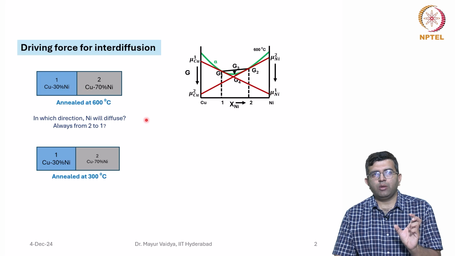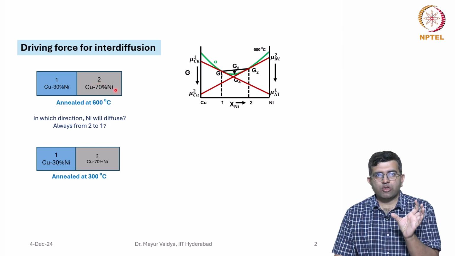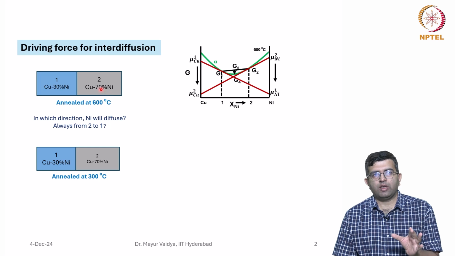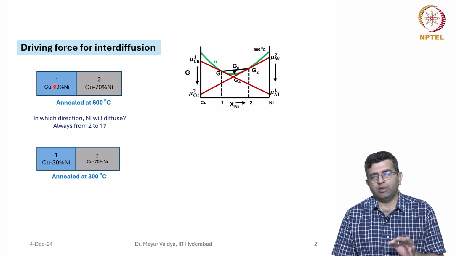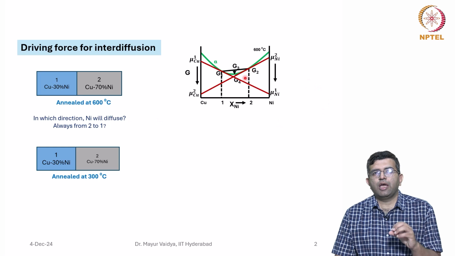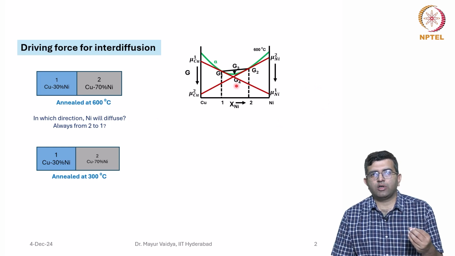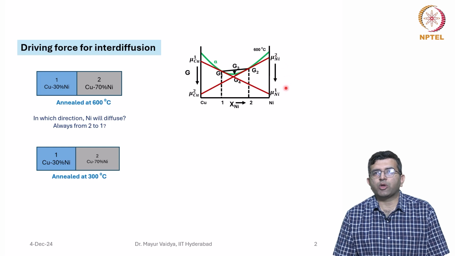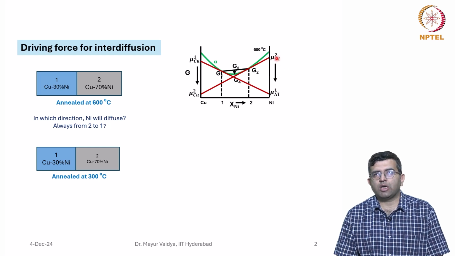Let me just repeat that there is a concentration gradient between alloy 2 and alloy 1 for nickel. That is very evident, one is having 70% nickel, another is having 30% nickel. In addition, the free energy curve construction shows us that there is also a chemical potential difference between alloy 2 and alloy 1. The nickel potential is higher in alloy 2 than in alloy 1.